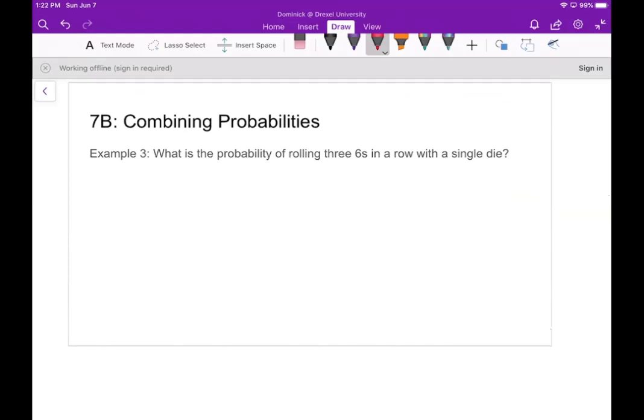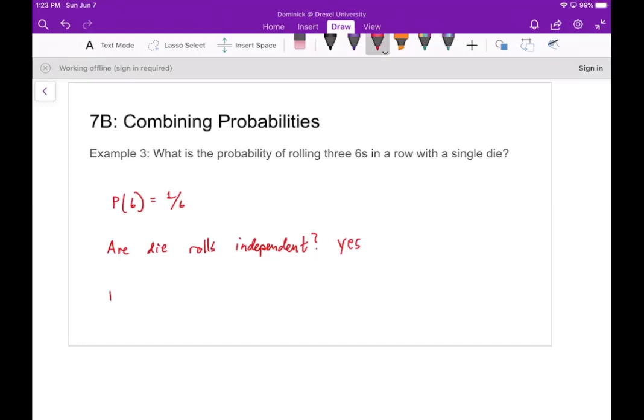Now, example 3: what is the probability of rolling 3 6s in a row with a single die? Again, remember that the probability of getting a 6 is 1 out of 6. Now, we also have to ask ourselves, are die rolls independent? And of course, the answer is yes, because just because you roll a 6 on the first one doesn't make you any more or less likely to get a 6 on the next one. The probability is still 1 out of 6.